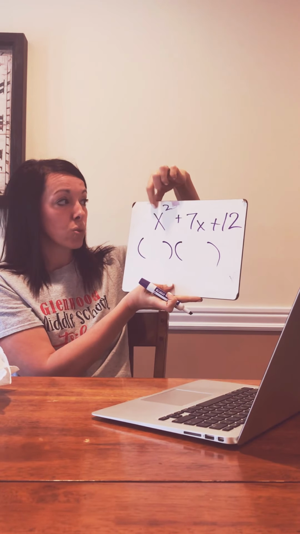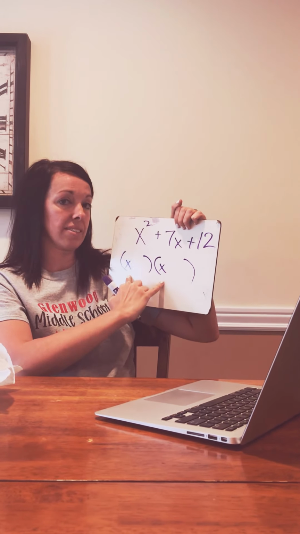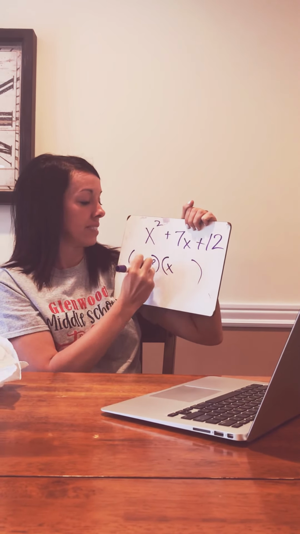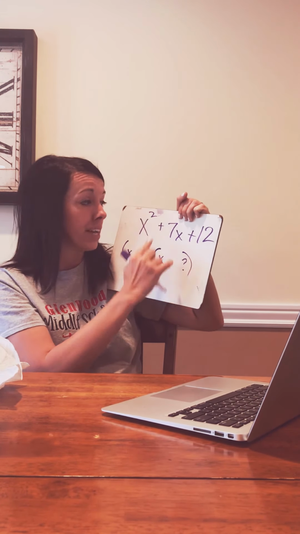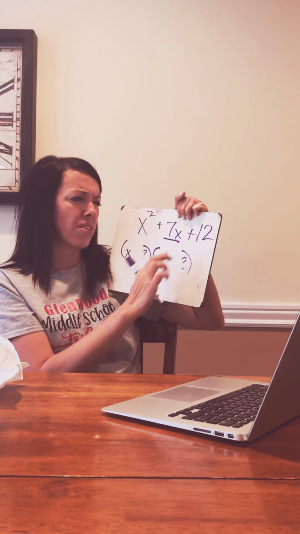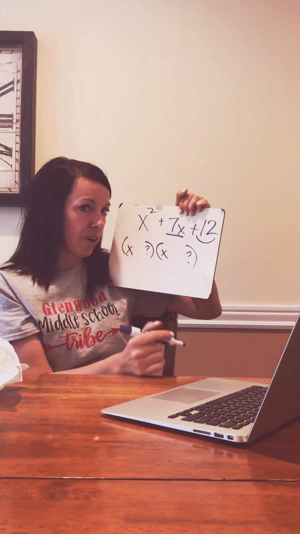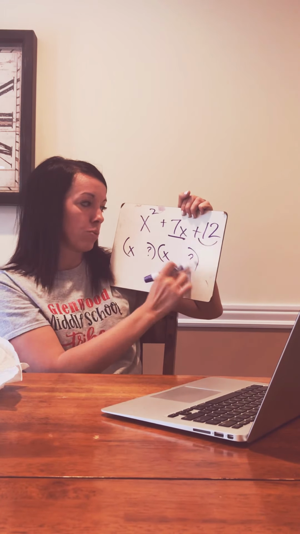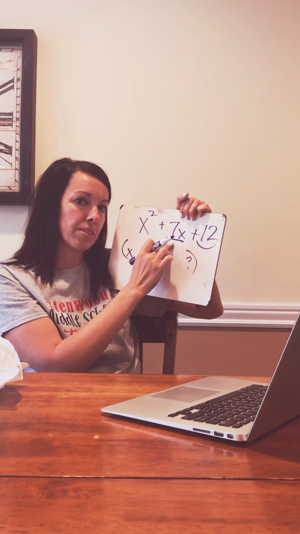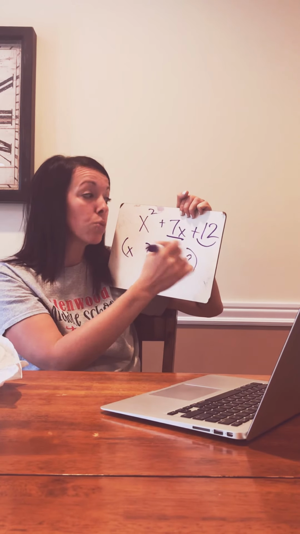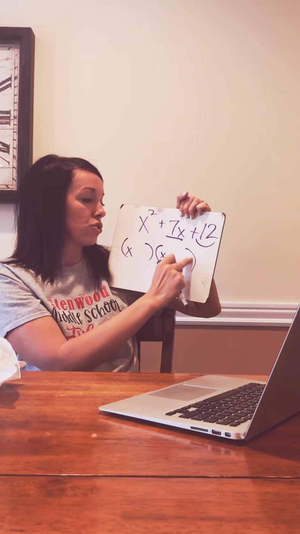Since it says x squared, the first thing I do is multiply x times x. So I know I have x and x. Now for these two numbers, that's what I need to figure out. I know that these two numbers need to add together to make 7x, and I know that they need to multiply to make 12. So if I go through my factors of 12, 12 times 1 would not make 7. 6 times 2 would make 12, but it wouldn't add up to 7. 4 times 3 would multiply to make 12, and it would add up to make 7. So let's plug that in and try.